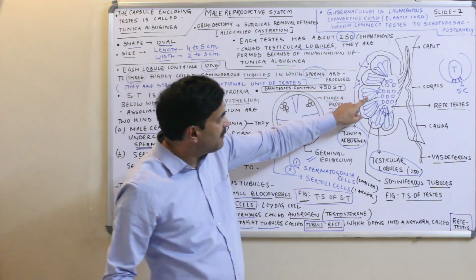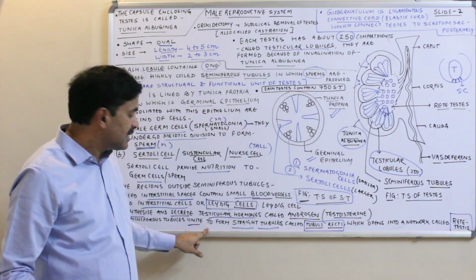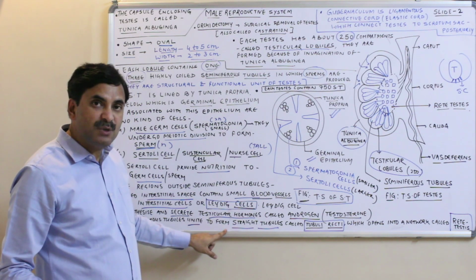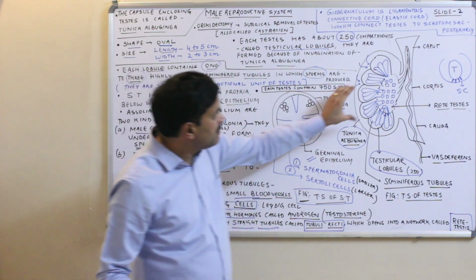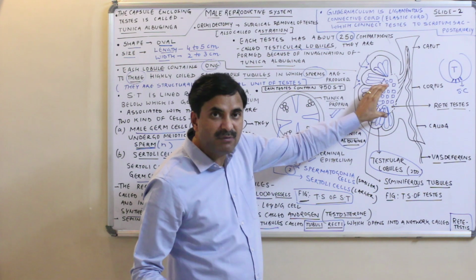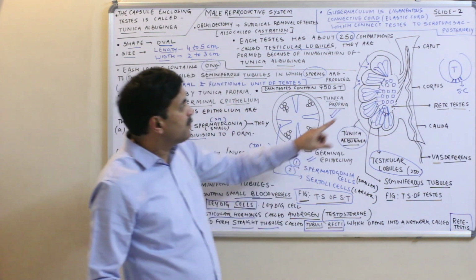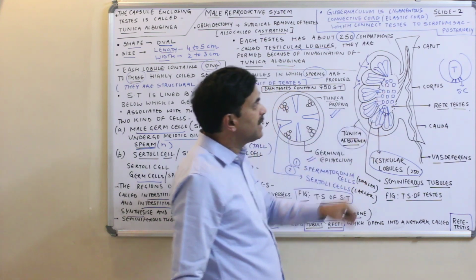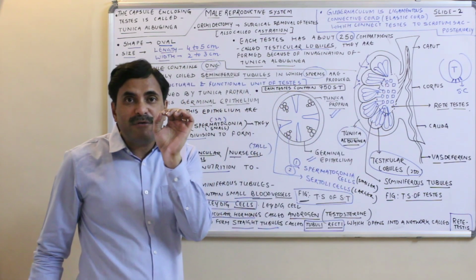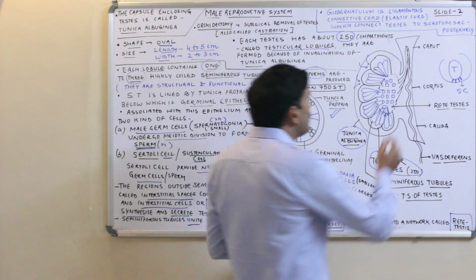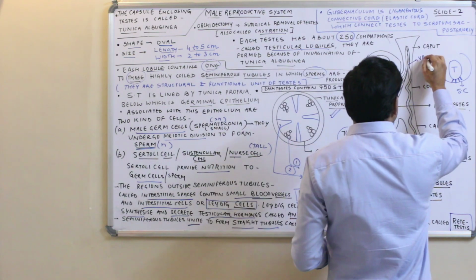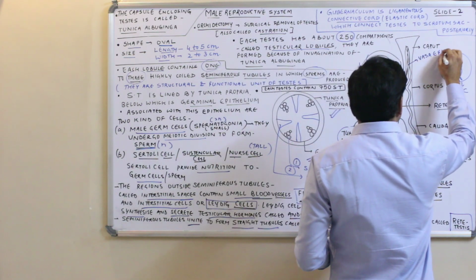So all the seminiferous tubules, what will happen? They will unite to form straight tubules known as tubuli recti, and tubuli recti will open into a network or a cavity called the rete testes. Now what will happen? From rete testes, 15 to 20 tubules will arise. 15 to 20 tubules arise called vas deferens.